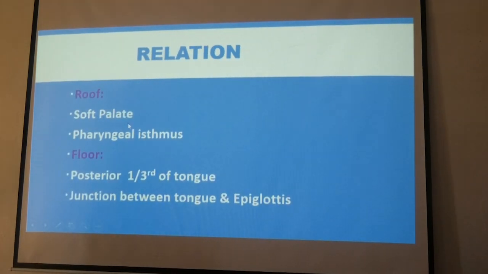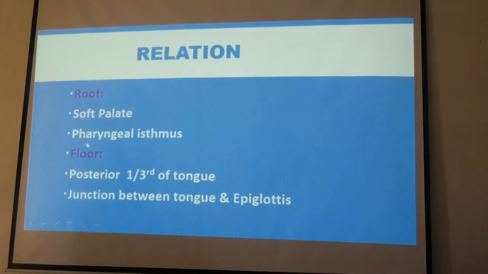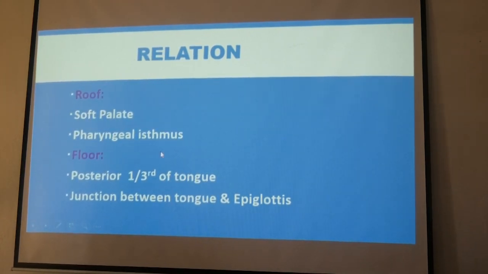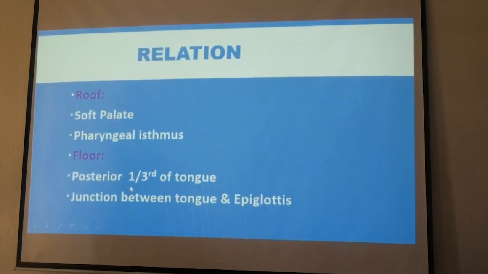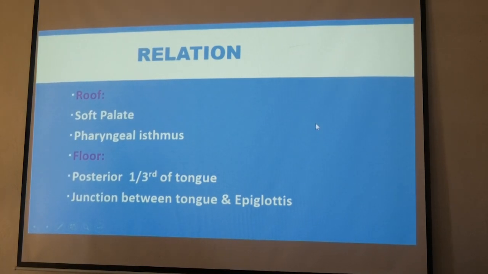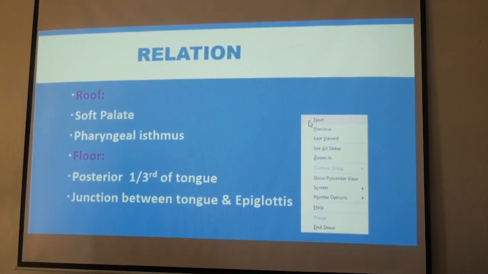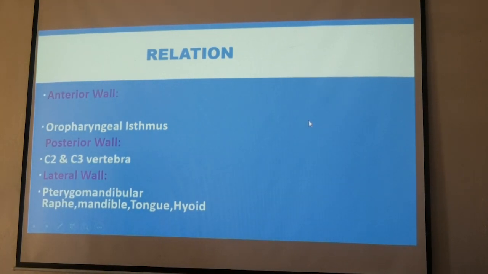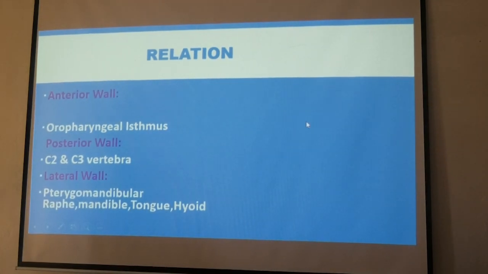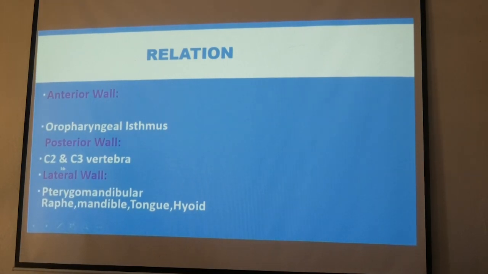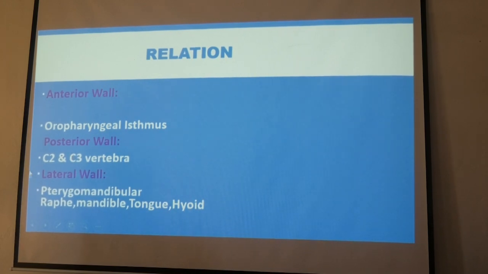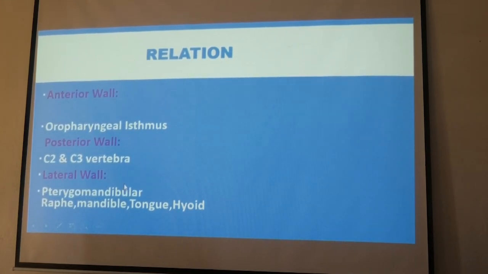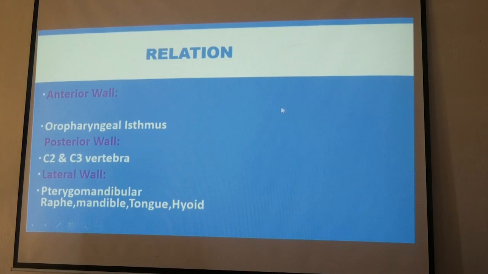So roof is formed by the soft palate and the pharyngeal isthmus. Okay. Floor is formed by the posterior one-third of the tongue, back of the tongue. Okay. And also the junction between the tongue and the epiglottis. So these are the relations. Anterior will have the oropharyngeal isthmus. Okay. And posteriorly, which vertebra? C2, C3. Which vertebra did we get in the nasopharynx? C1. Right. Lateral will have the pterygomandibular raphe, mandible, tongue and hyoid.